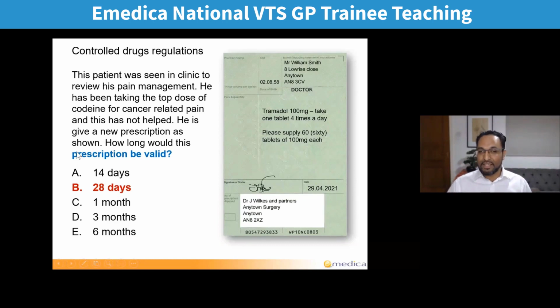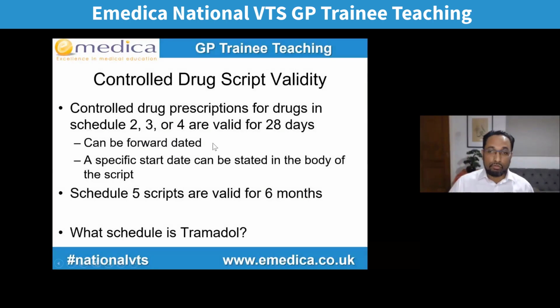The technique side is reading that it says, how long would the prescription be valid? Whereas if you said, how long would this prescription provide pain relief for this patient? Then it's 15 days, isn't it? Okay, do you see how it's important to both have the knowledge base, but read carefully? So controlled drug script validity, this is in the organizational domain.